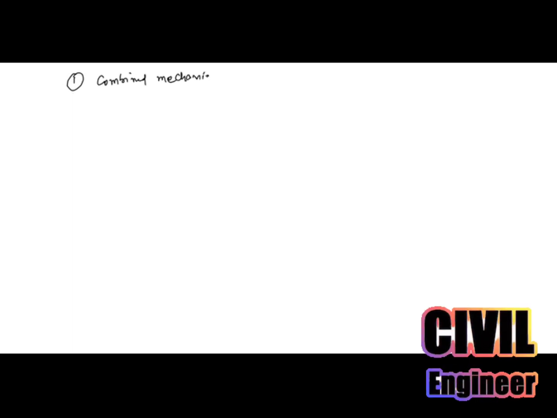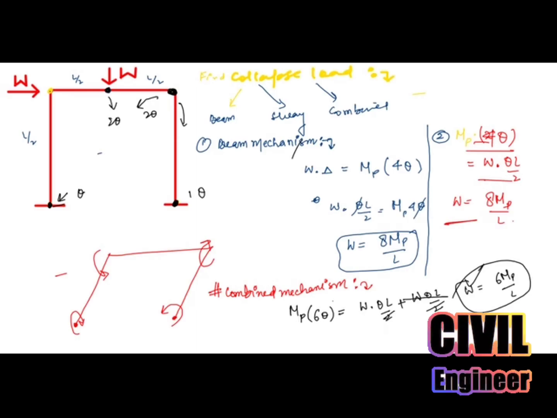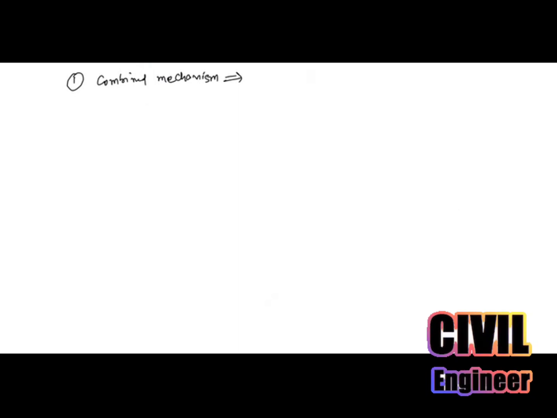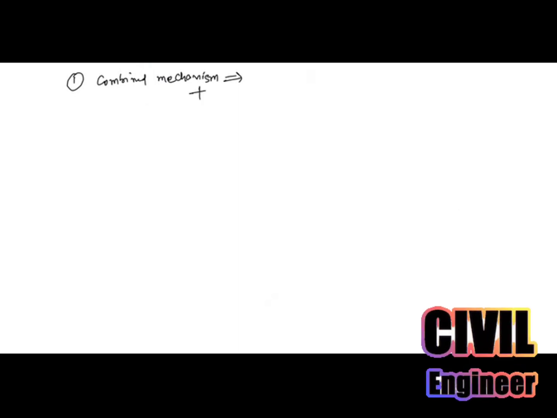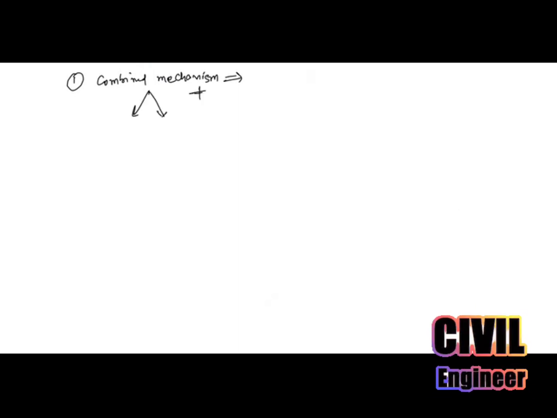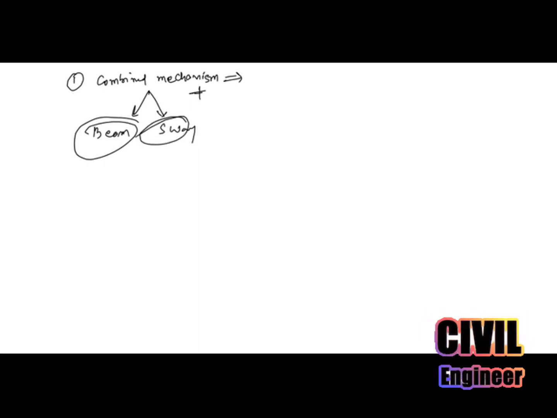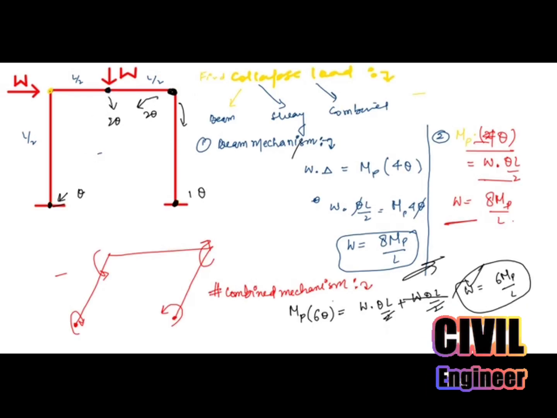So what will be the pattern of occurrence of these collapse modes? First of all, we'll get the combined mechanism. This will consist of both the beam as well as the sway mechanism. So the combined mechanism will occur. Okay, so the failure will be of this type.